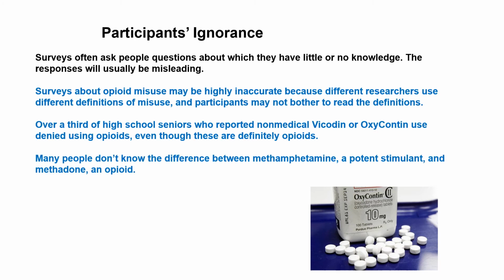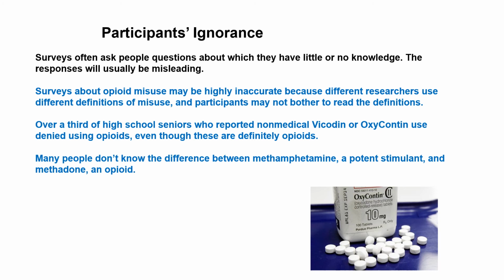Some examples of that. Surveys about opioid misuse may be highly inaccurate because different researchers use different definitions of misuse, and participants may not bother to read the definitions. Example, over a third of high school seniors who reported non-medical Vicodin or Oxycontin use denied using opioids, even though those are opioids. Why? Because of participants' ignorance.